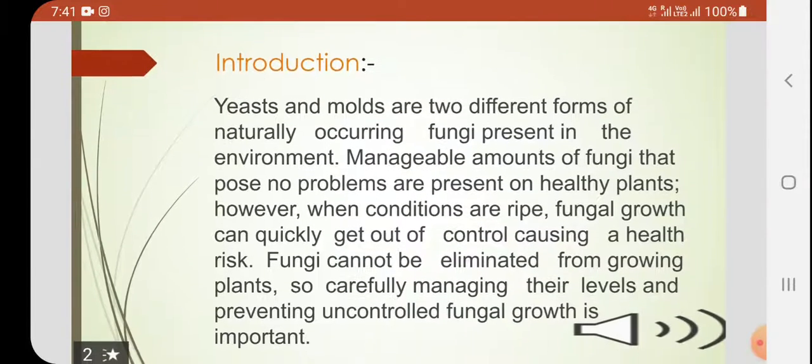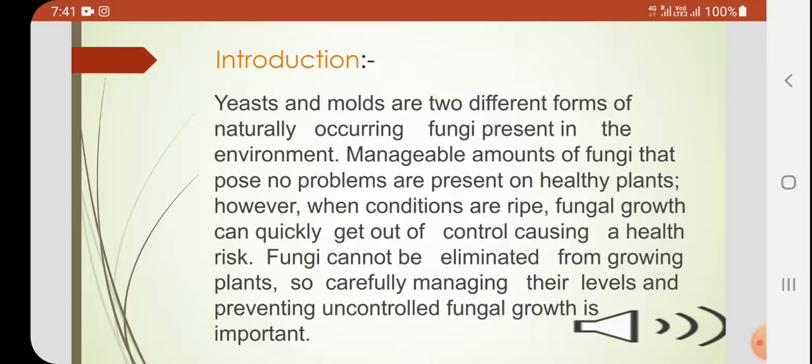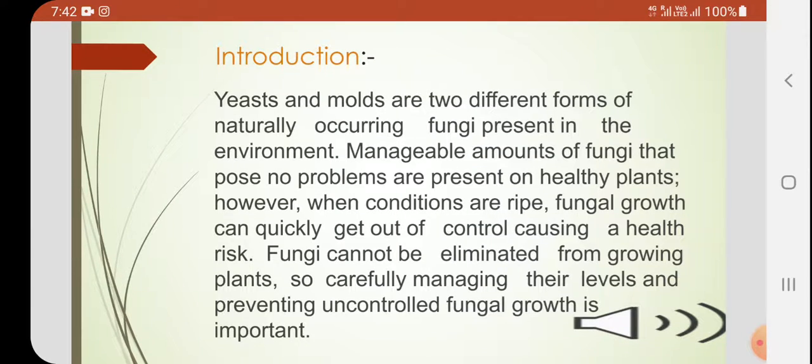First of all, introduction. Yeast and mold are two different forms of naturally occurring fungi present in the environment. Manageable amounts of fungi that pose no problems are present on healthy plants. However, when conditions are ripe, fungal growth can quickly get out of control, causing a health risk. Fungi cannot be eliminated from a growing plant, so carefully managing their level and preventing uncontrolled fungal growth is important.